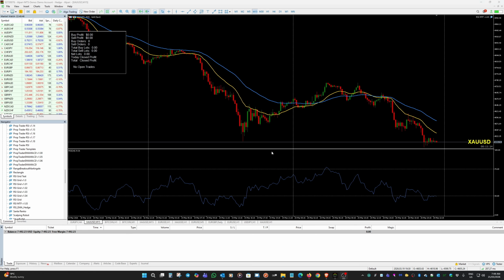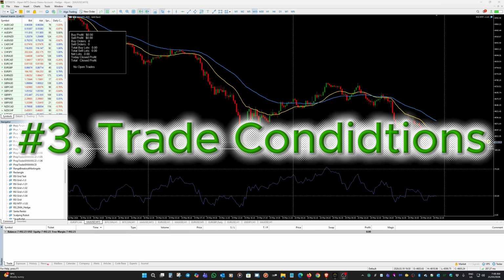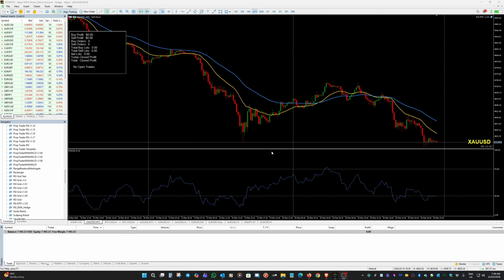Reason number three, we're going to look at trade conditions. We're going to assume in this case that the reason your expert advisor hasn't placed any trades is that your trade conditions are too strict, or at least it hasn't actually met the required trade conditions. I'll give you an example of that with this particular expert advisor that I'm using now. I have an RSI indicator and two EMA indicators attached to the chart, and I'll explain to you the rules for entry in this particular case.